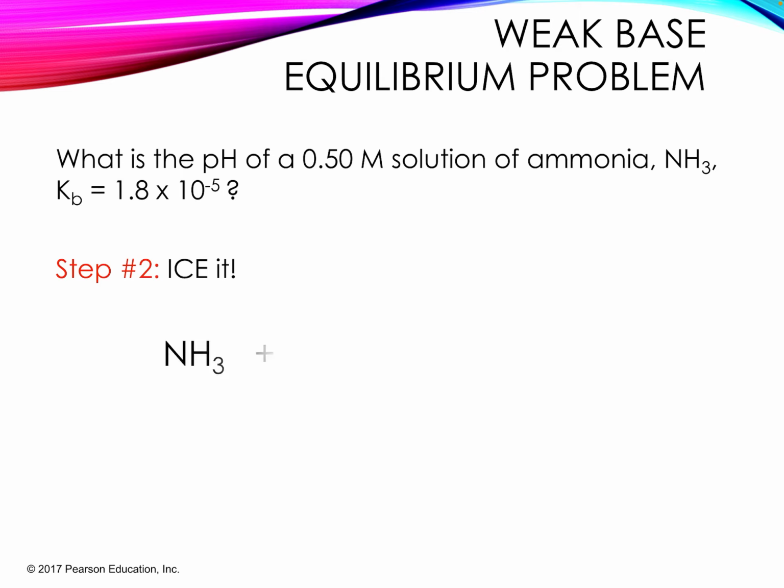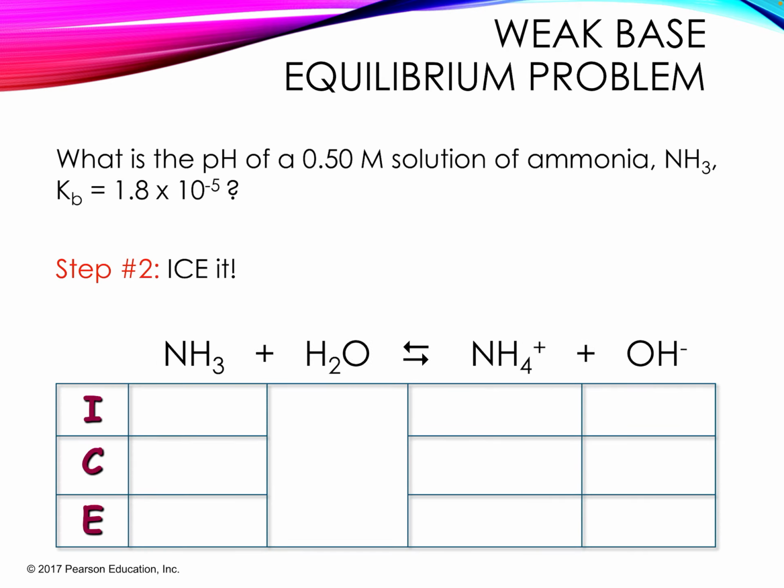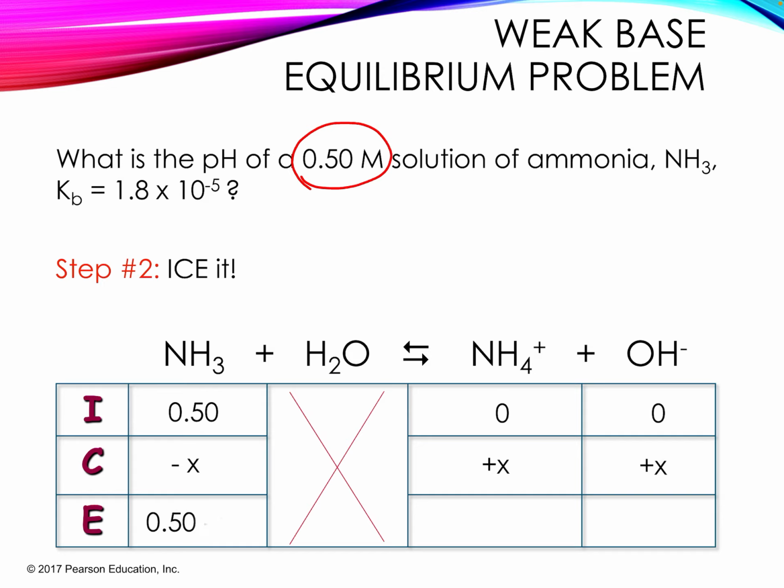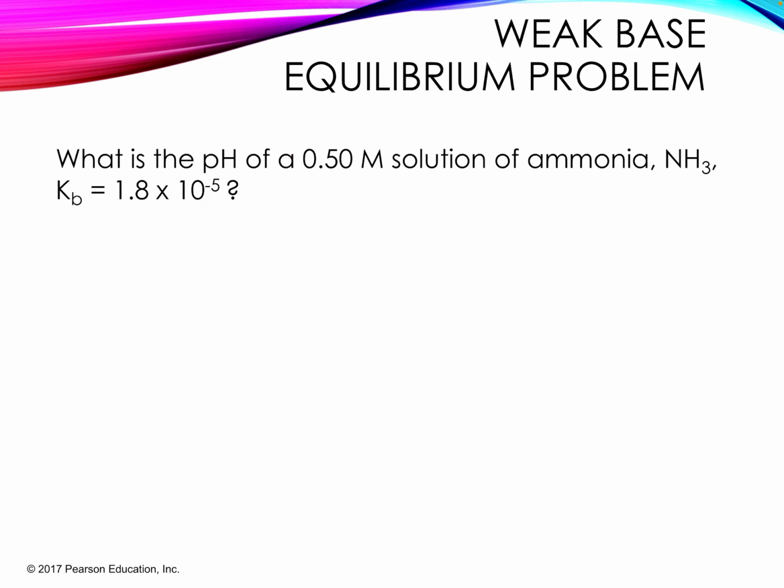Our next step is to use that to make an ICE table. Okay, so again, we're going to fill in what we know initially. We have our concentration of our weak base, and then again, we're going to cross out water. We don't need that in there, and then we don't have any of our conjugate acid and our hydroxide. Then we'll go ahead and fill in our change row, so minus x for our reactants, plus x for our products, and then we'll add straight down to get our equilibrium values.